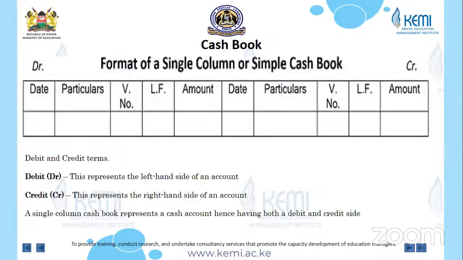We also have given the format of a single column simple cash book. You'll find that the single column or simple cash book has the debit side and also the credit side. The debit side represents the left-hand side of an account, while the credit side represents the right-hand side of an account.